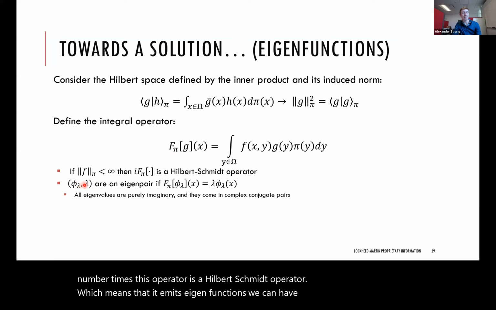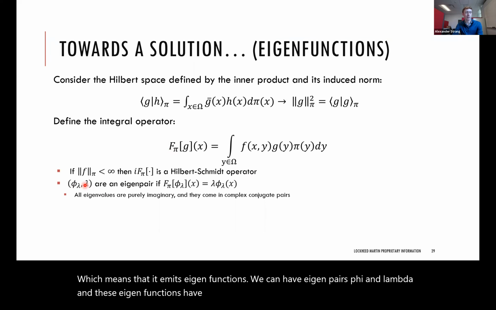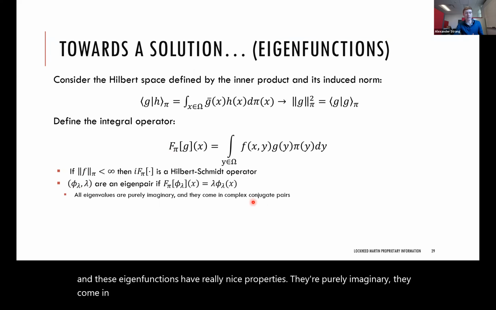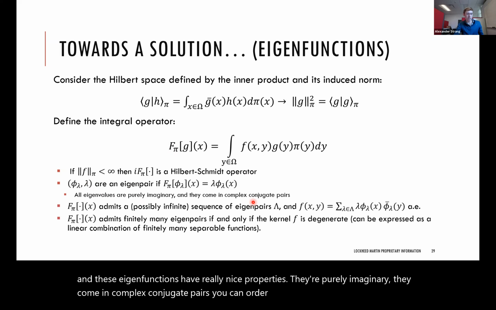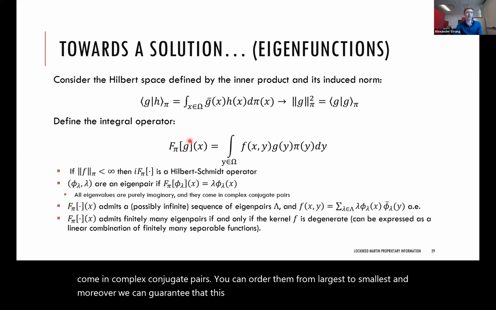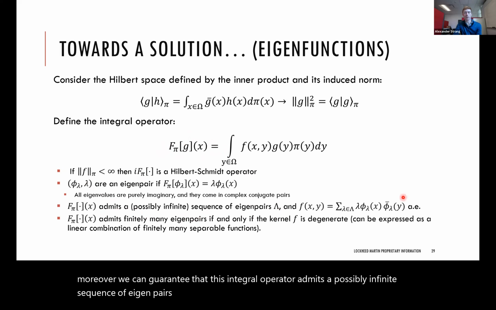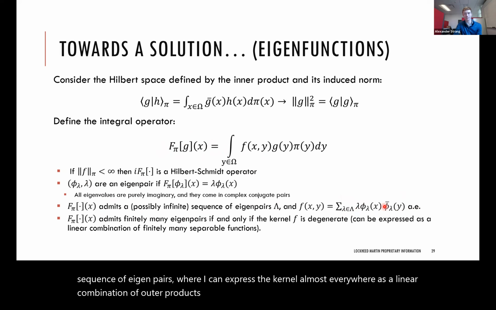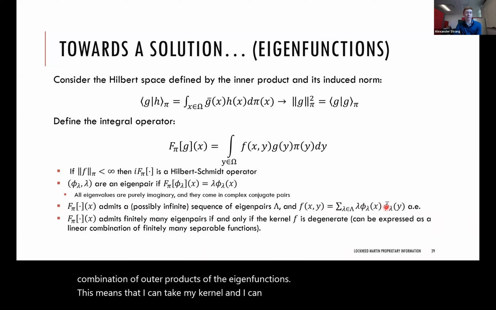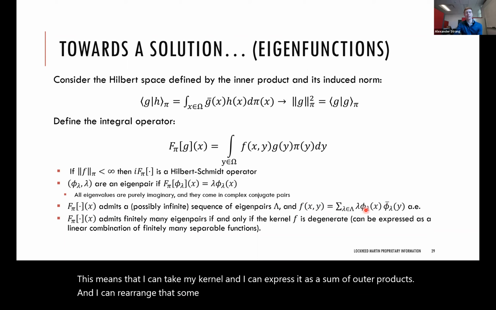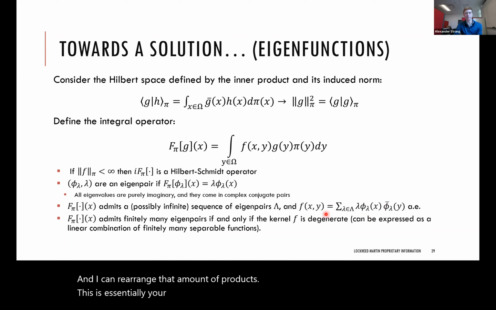We can have eigenpairs like phi and lambda, and these eigenfunctions have really nice properties. They're purely imaginary. They come in complex conjugate pairs. You can order them from largest to smallest. And moreover, we can guarantee that this integral operator admits a possibly infinite sequence of eigenpairs where I can express the kernel almost everywhere as a linear combination of outer products of the eigenfunctions. This means that I can take my kernel and express it as a sum of outer products, and I can rearrange that sum of outer products. This is essentially your eigenvalue expansion of the kernel.